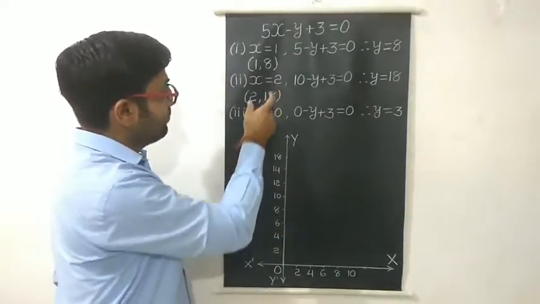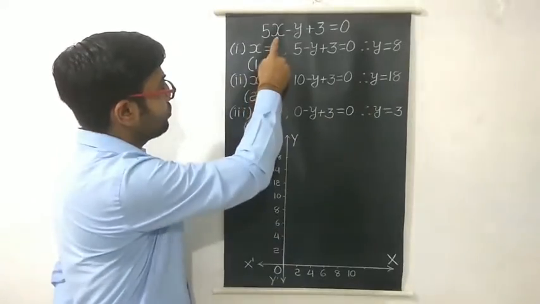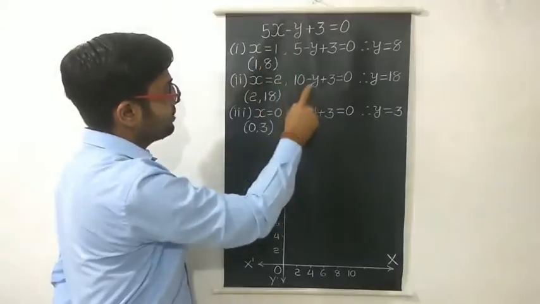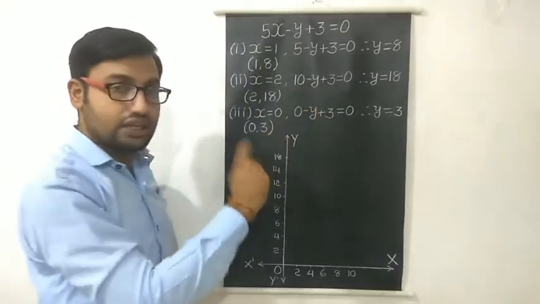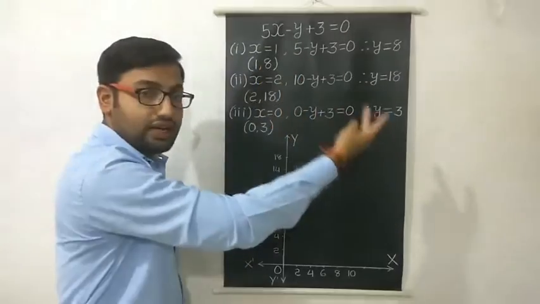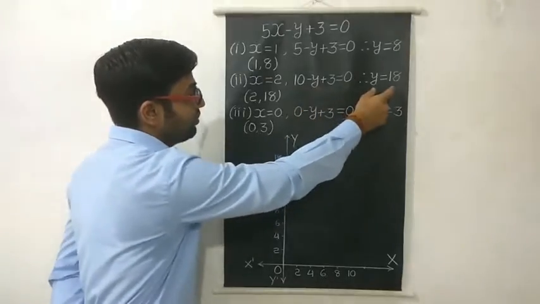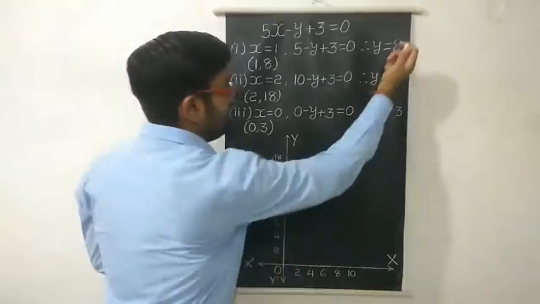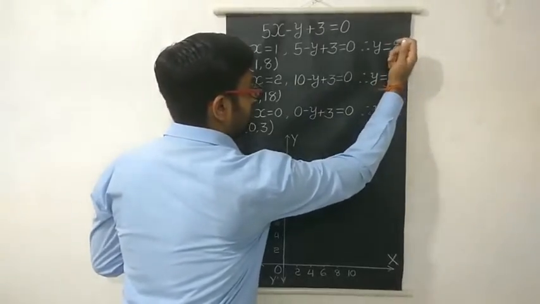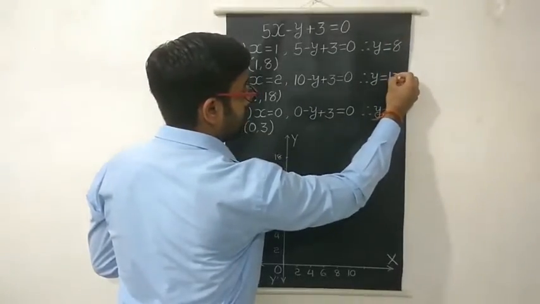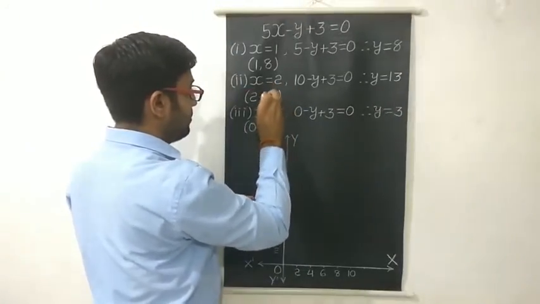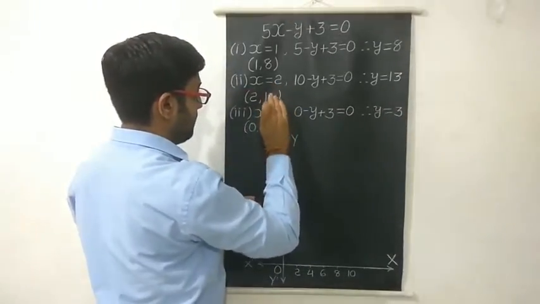Now the second solution, if we take x is equal to 2, then what will happen? 5 into 2 is 10, minus y plus 3. So 10 plus 3 is 13. Taking this y to the right hand side, we get y is equal to 13.